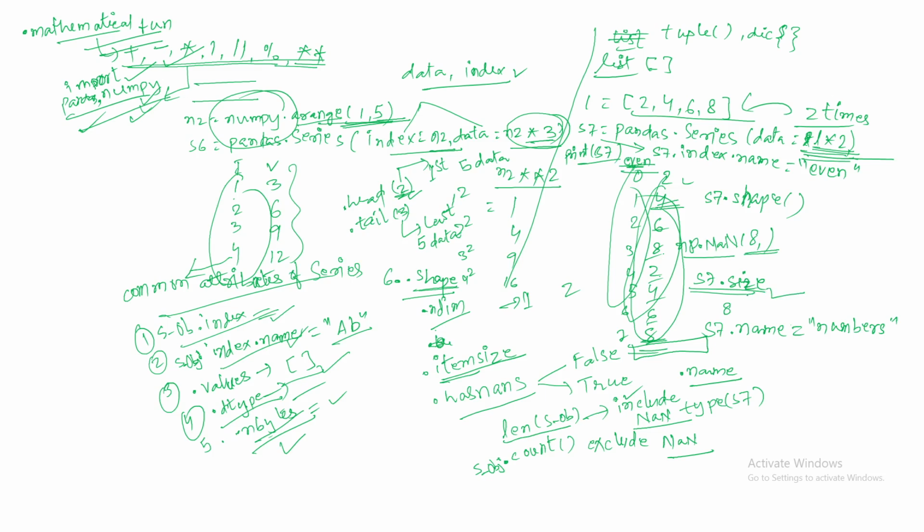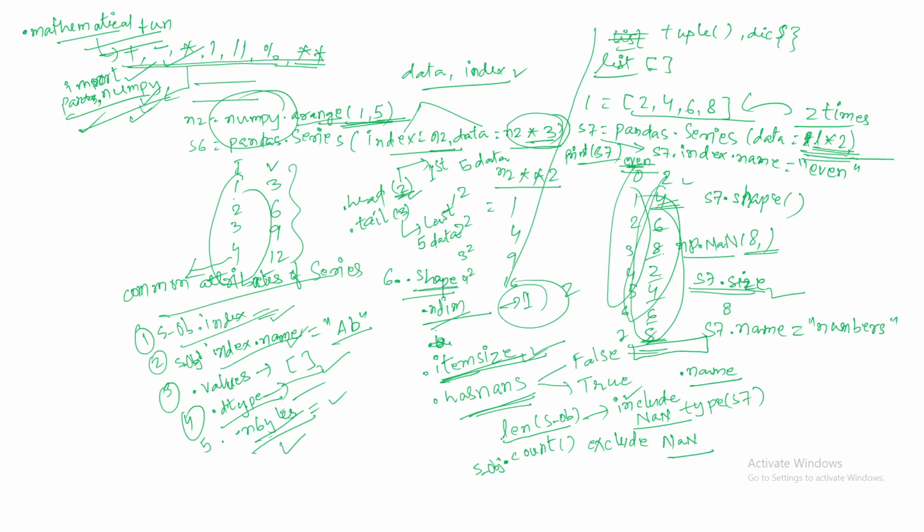Size will display the total number of elements without the tuple. And the number of dimensions, in a series this is always 1 only. Item size, each value, how many bytes it will take in memory, that one it will display. Hasnans, whether any missing value is there or not in the series, that one it will display.